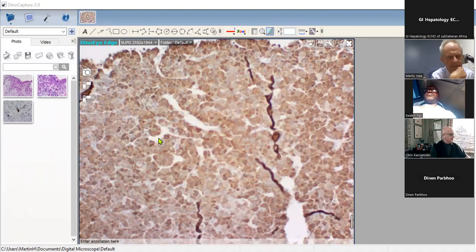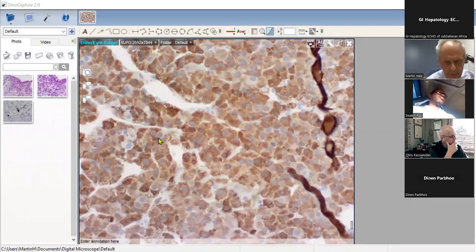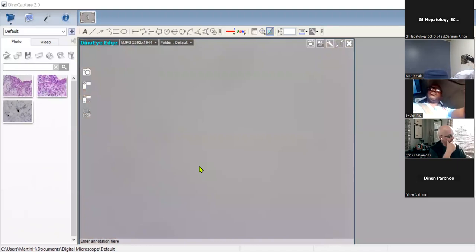So glutamine synthetase, for example, can be positive in cirrhotic nodules. It can also be positive in focal nodular hyperplasias and also in hepatitis. So one has to be very careful. You always got to read the immunohistochemistry in the context in which you're using it. So here in this particular instance, you can see that we've got diffuse cytoplasmic positivity. It's strong positivity. And I think that certainly fits the diagnosis of a hepatocellular carcinoma.